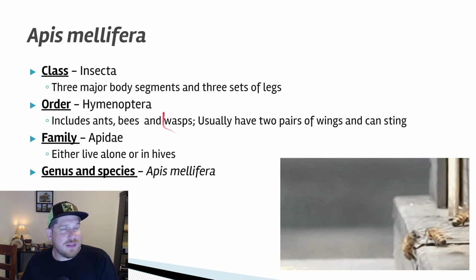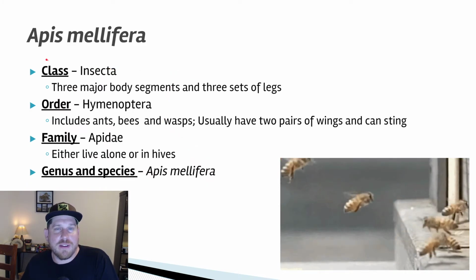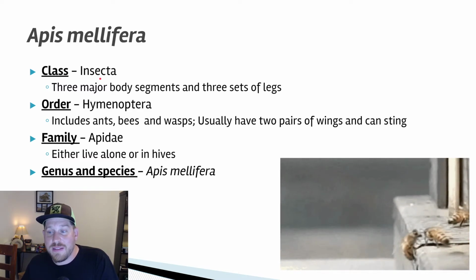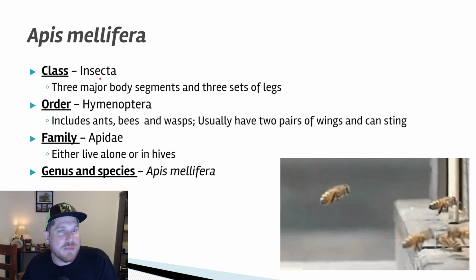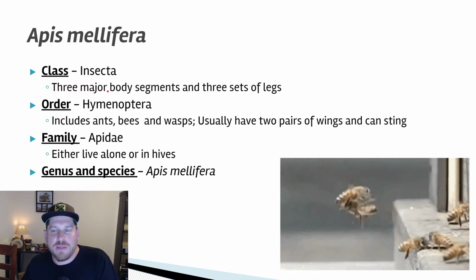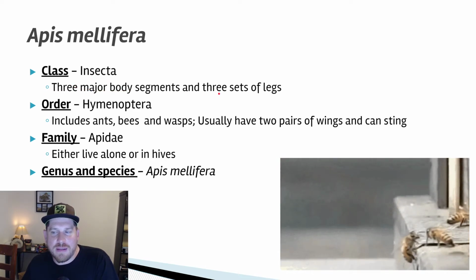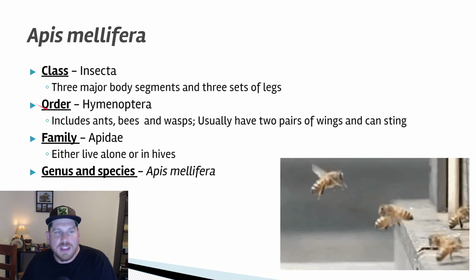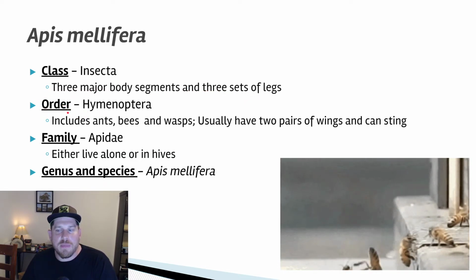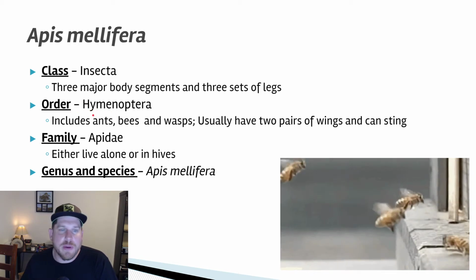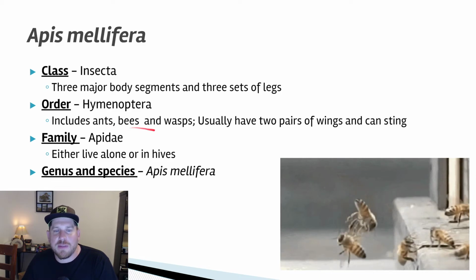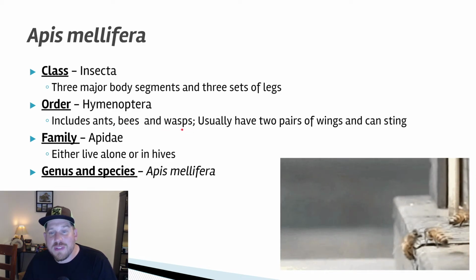So as we continue on, the class of the honeybee is that they are insects, meaning they are not arachnids like a spider. They are insects with body segments that are going to have 3 sets of legs, so 6 legs, 3 body segments. The order of honeybees is called Hymenoptera, and that means that there are similarities between ants and bees and things like wasps.